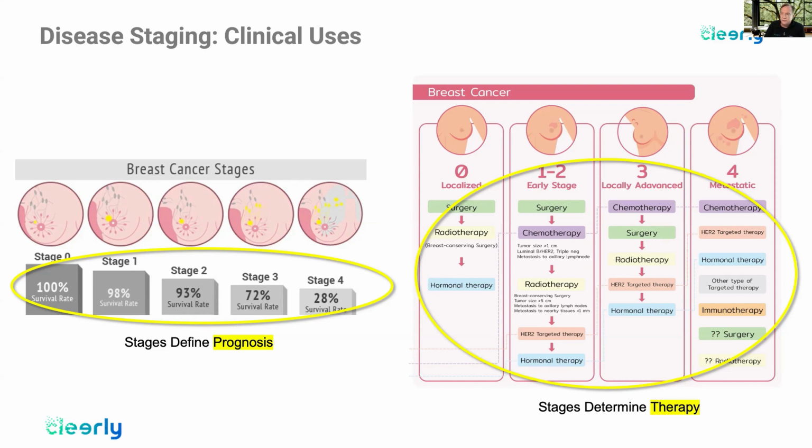It can also be used for therapy. So again, a little bit complicated in this case of breast cancer, but depending on your stage, whether or not you get adjuvant therapy or surgery or radiation or chemotherapy is all based upon the stage that you are. So staging systems are clinically useful for both prognosis as well as for determining the type of therapy that a patient would receive.